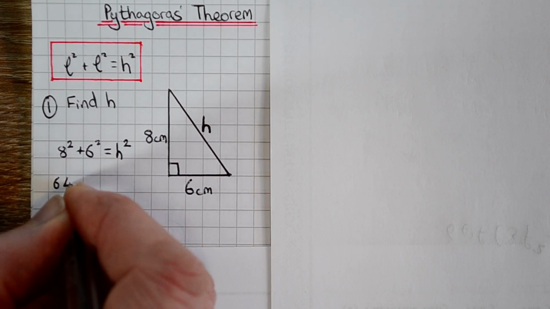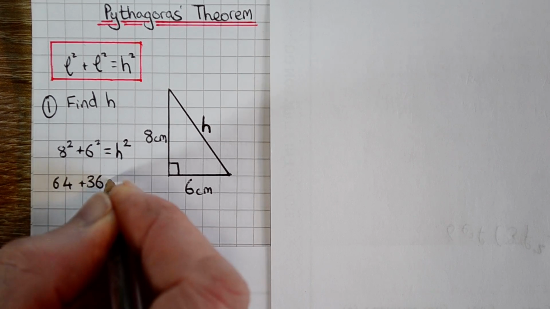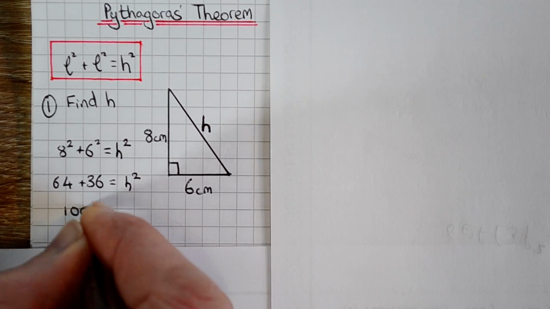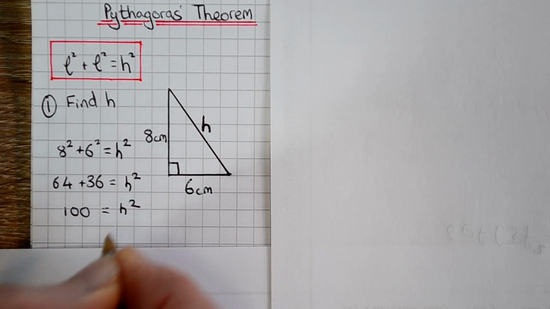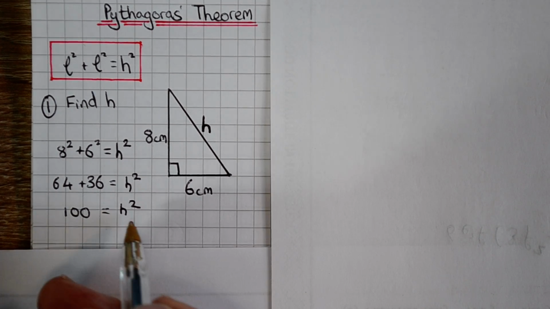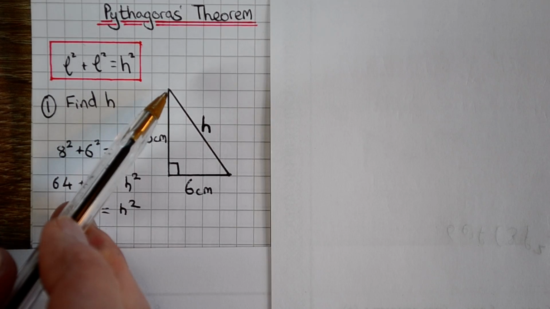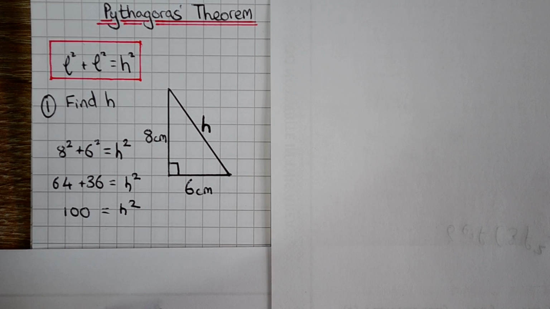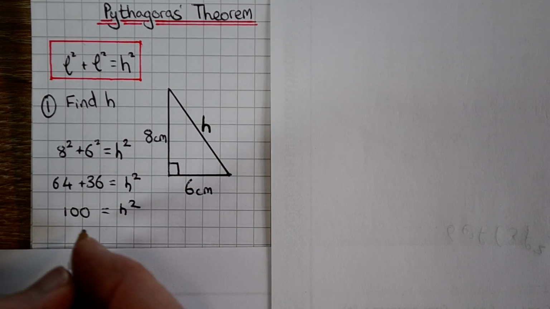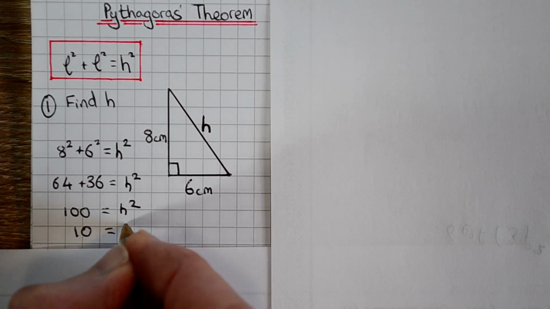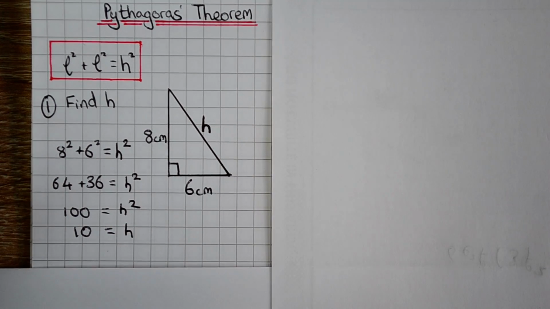So we can work these out. So we found the area of the square on the hypotenuse, but now to finish off, we want to find just this length, not the area of the square, the length of the hypotenuse. So we need to square root both sides. So square root of 100 is 10, and that'll give us the length of our hypotenuse.